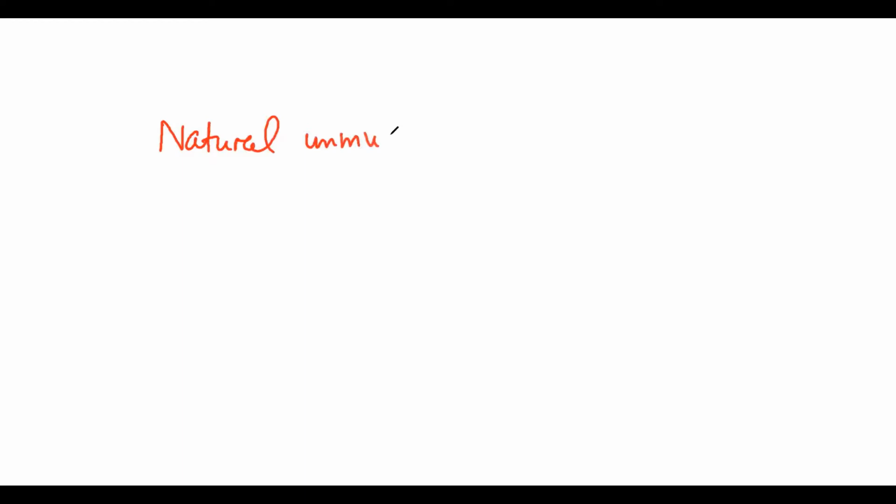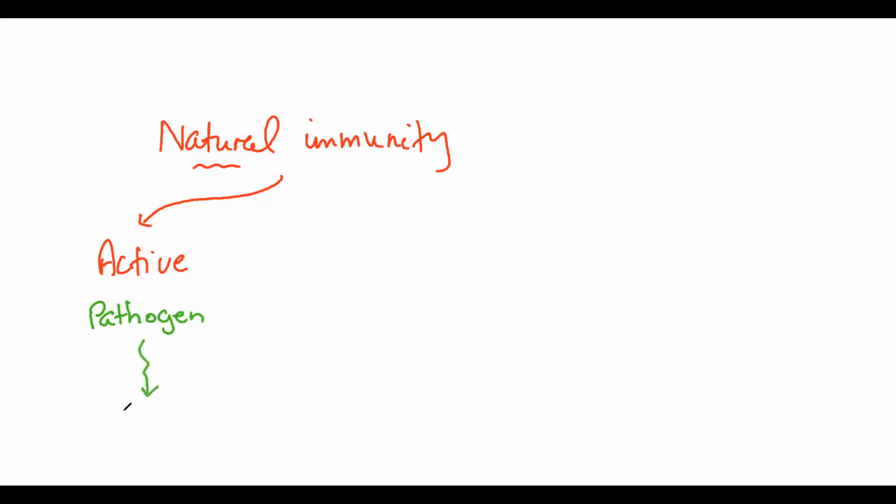So if we are invaded by a pathogen and our immune system starts to work, of course, this is something natural. Natural immunity can be due to active infection. So we say that this is natural active immunity, where a pathogen entered the body, so the body or the lymphocytes will produce antibodies against them.